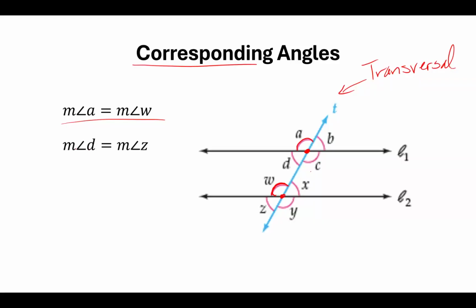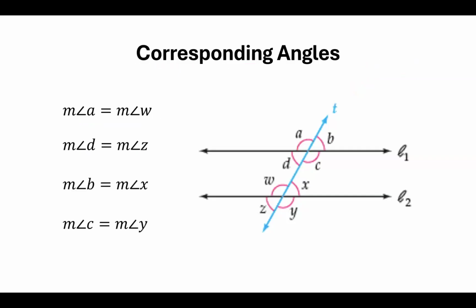Similarly, D and C, so this angle corresponds to this other one. So these two are corresponding and they have the same measure. And of course, the other two, B and X, so these corresponds to this, so those two have the same measurement. And C and Y, so these corresponds to this one.